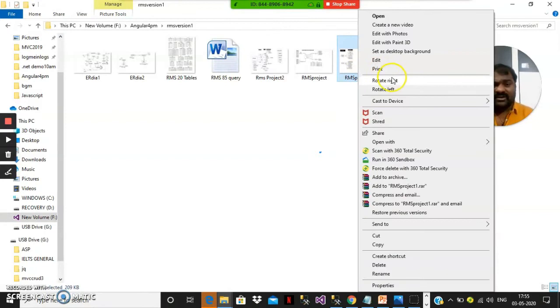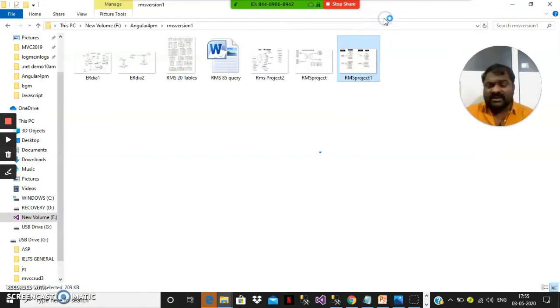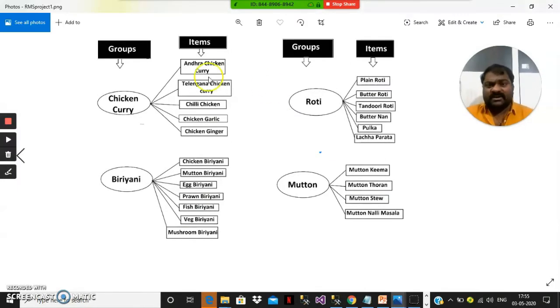Is it clear? Did you understand the requirement? This restaurant has multiple branches in different states. The owner of the restaurant wants to monitor the total restaurant from a single place through online. That is the application.